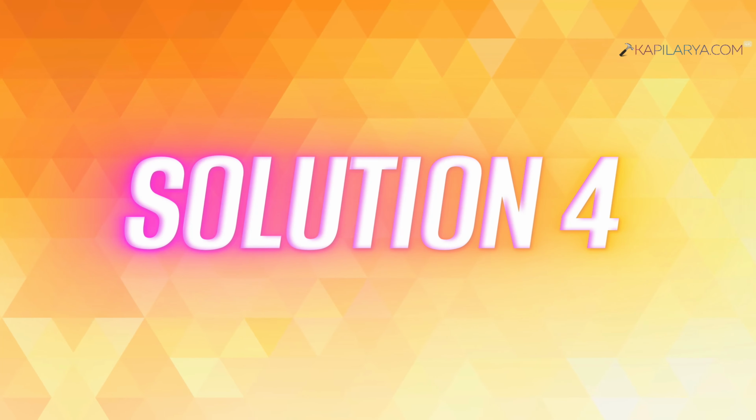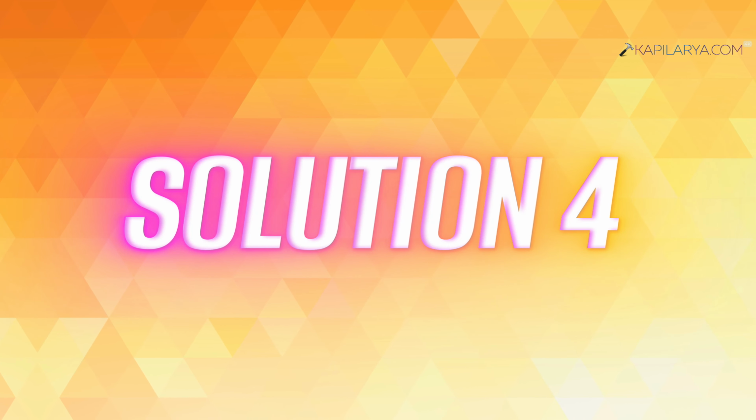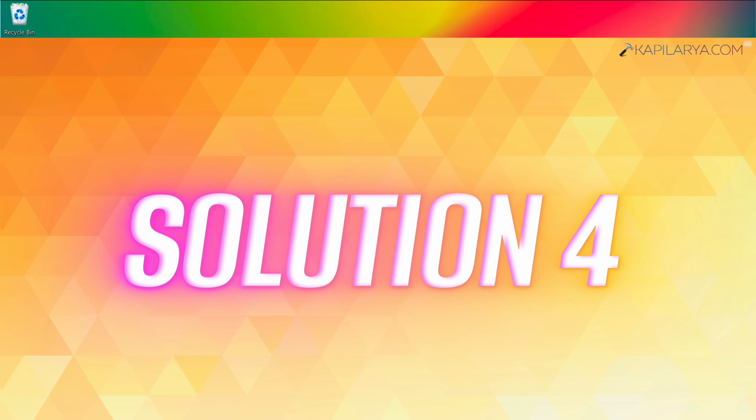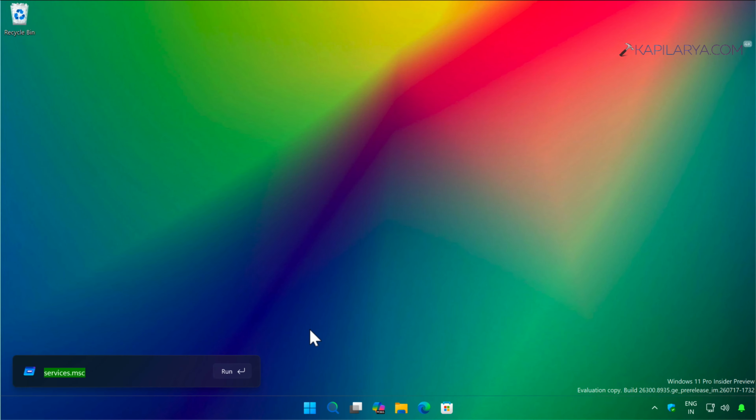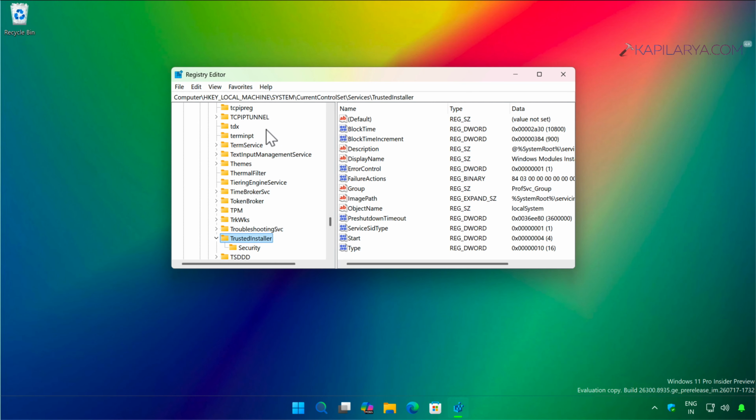And finally we have solution number 4. In this case you can use the registry to modify the Windows Modules Installer Service. Simply right click on the start button and select run. In the run window type regedit and press the enter key or click run. Click yes in the user account control confirmation prompt.